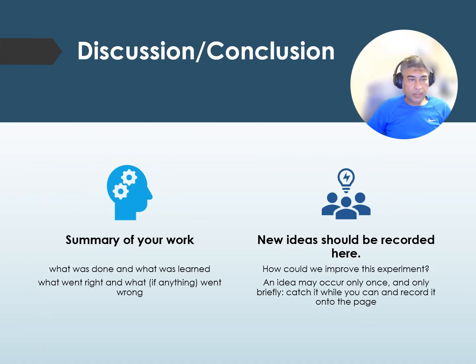Discussion and conclusion. This section must have a summary of your work: what was done and what was learned, what went right and what, if anything, went wrong. New ideas should be recorded here. How could we improve this experiment? Any idea may occur only once and only briefly. Catch it while you can and record it onto the page.